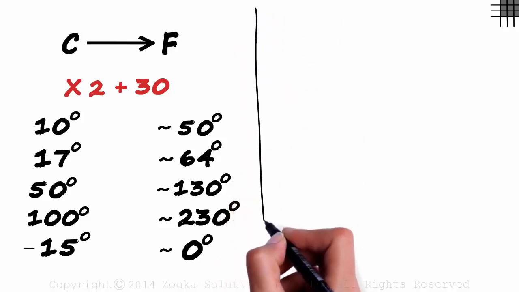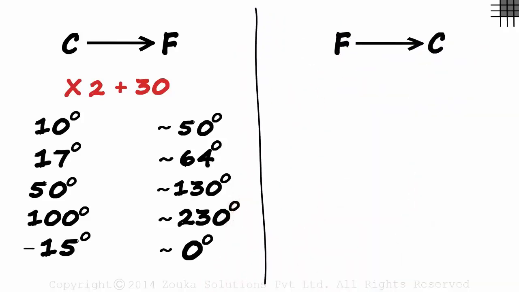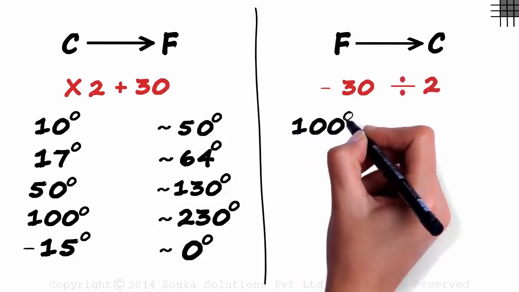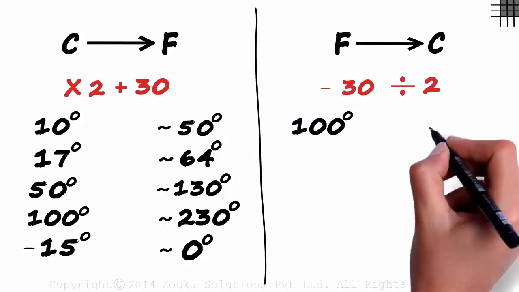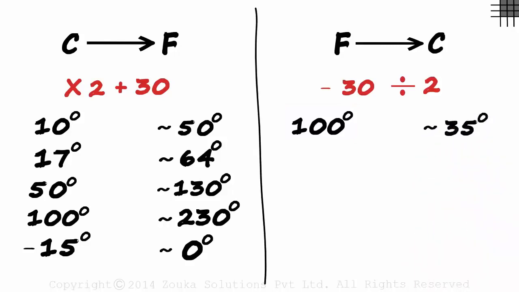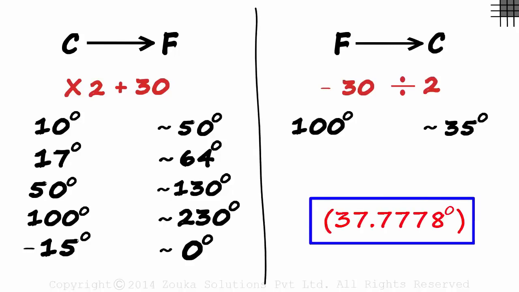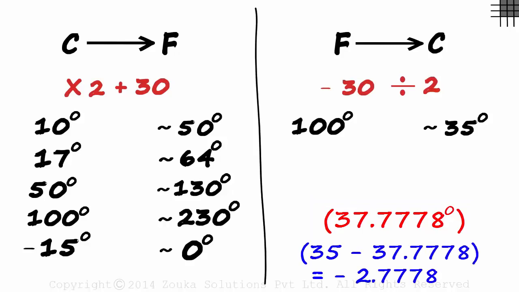And how do we quickly convert Fahrenheit to Celsius? Easy, we subtract 30 and then divide by 2. Take 100 degrees Fahrenheit for example. We subtract 30 and get 70, and 70 over 2 is equal to 35. 100 degrees Fahrenheit is approximately equal to 35 degrees Celsius. The exact answer if you calculate is 37.7778 degrees Celsius. The difference isn't much.